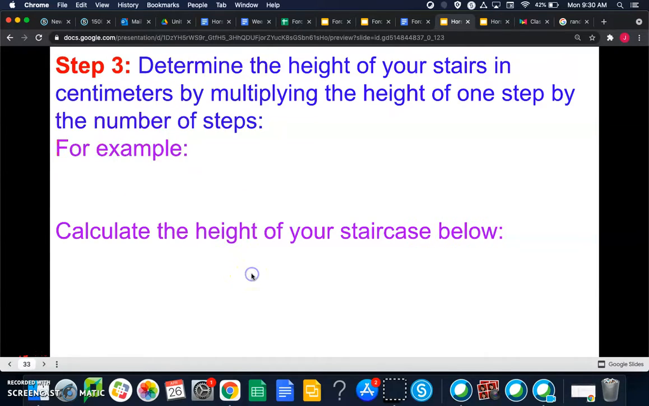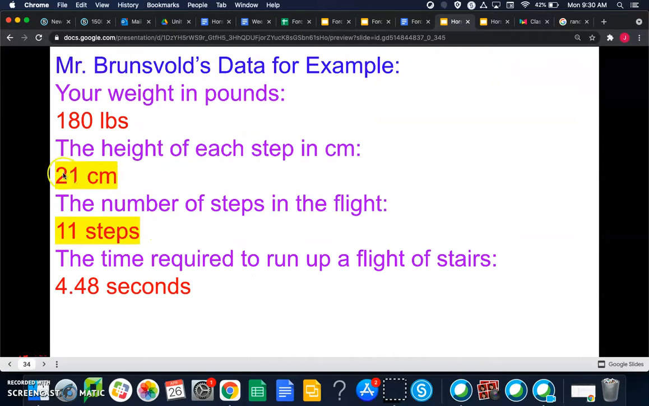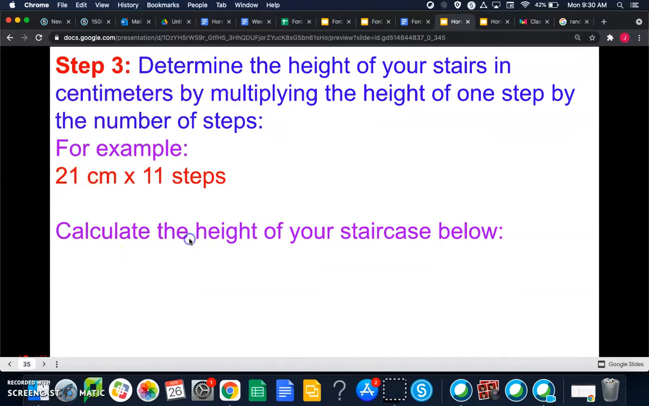Okay? Step 3, determine the height of your stairs in centimeters by multiplying the height of one step by the number of steps. So for me, my stairs were 21 centimeters tall, and there were 11 steps. So I'm going to multiply those values together, 21 centimeters times 11 steps. That'll get me to 231 centimeters. So that's how tall my staircase is.